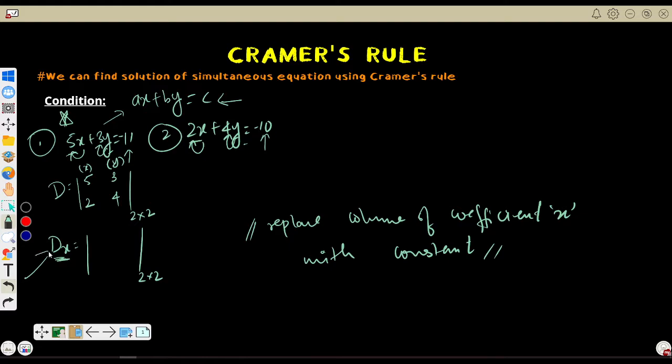In dx what we do, the first column which we have, which is nothing but your coefficient of x, you will replace with the constants. So if I observe the first equation, the constant is minus 11, so the first term will be minus 11, and if you observe the second equation, the constant is minus 10, so the second term will be minus 10. This is the first column. What about the second column? The second column will remain as it is. We will make no changes for this. We will just copy the second column as it is. Just remember, if the determinant is dx, we replace the column which is coefficient of x with the constant term. I hope this is clear to you.